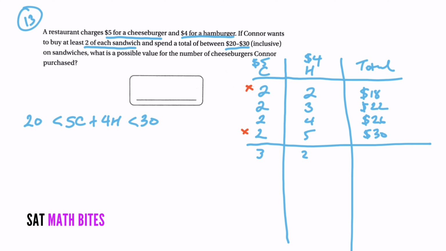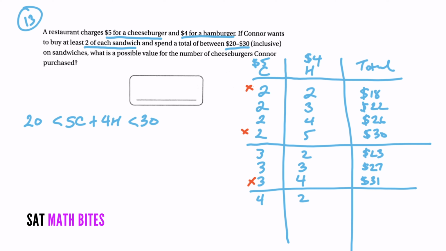If I increase the number of cheeseburgers to 3, I still have to purchase a minimum of 2 hamburgers. So that would be $23. 3 and 3 would be $27. 3 and 4 would be $31. That one's wrong, but it's still possible to purchase 3 cheeseburgers.